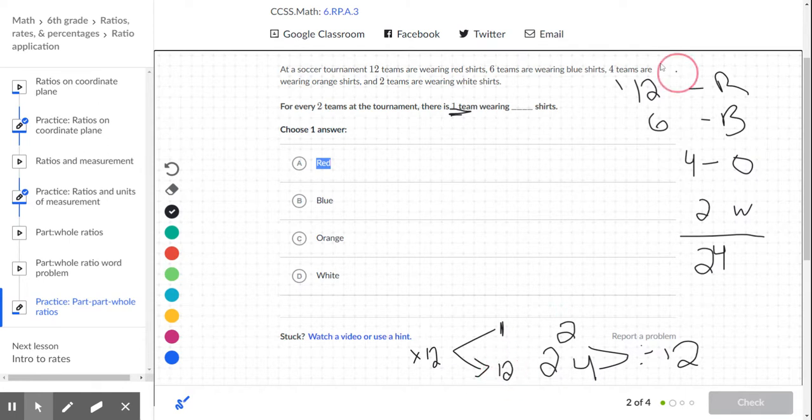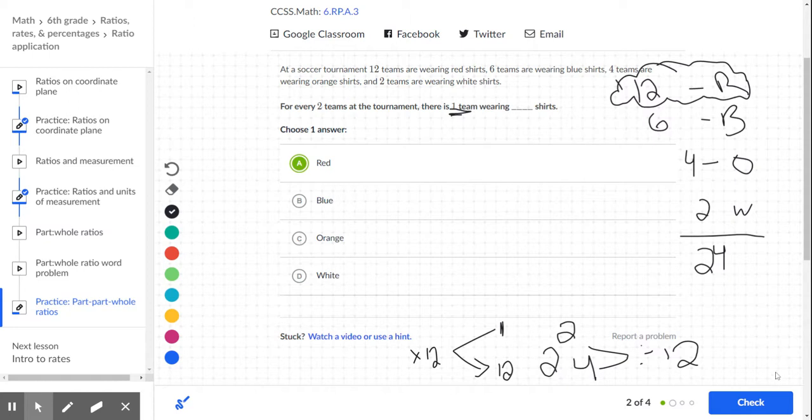When I look back at the chart they gave me up here, well, my chart that I wrote, I see that there were 12 red ones. So I know that red has to be my answer.